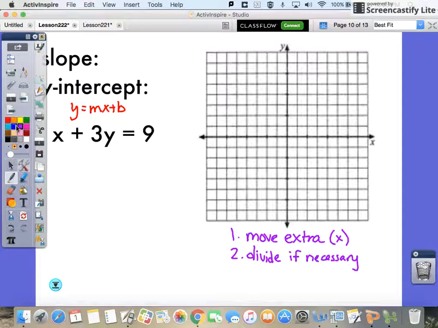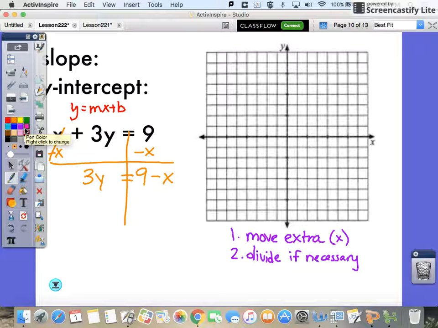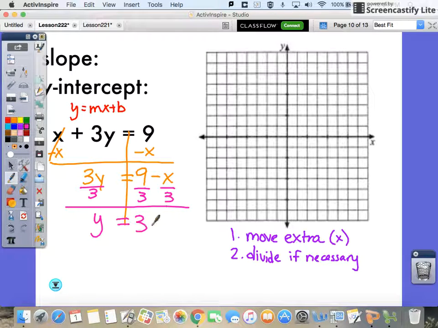So first thing I would do here is move this extra x. So minus the x, minus the x. What we end up with is 3y equals 9 minus x. And then the second step is to divide if necessary. I don't have y by itself, so I'm going to divide by 3, divide by 3, divide by 3. We need to make sure we divide all parts by 3. Everything's being divided by 3. So we end up with y equals 3 minus x over 3.